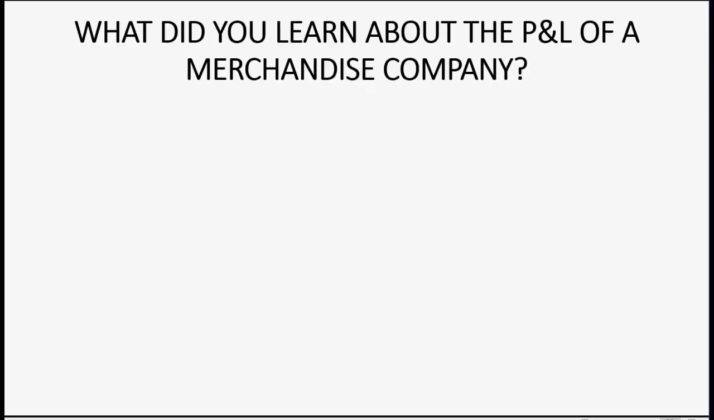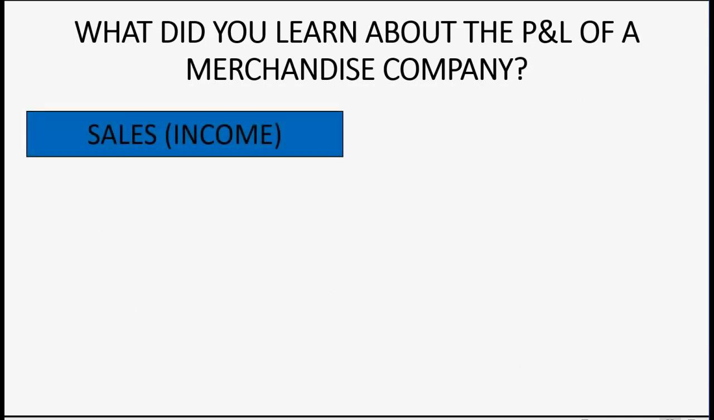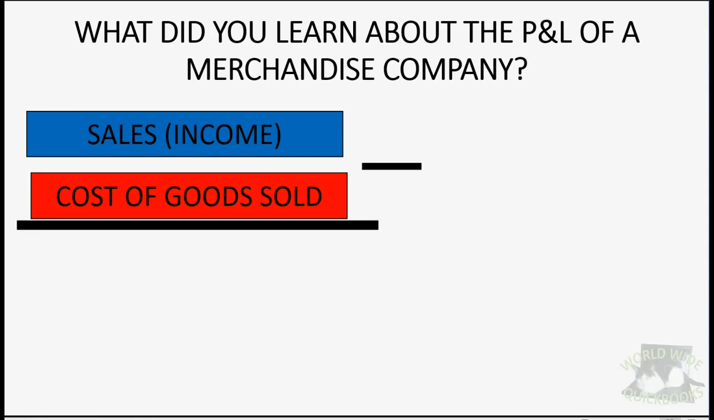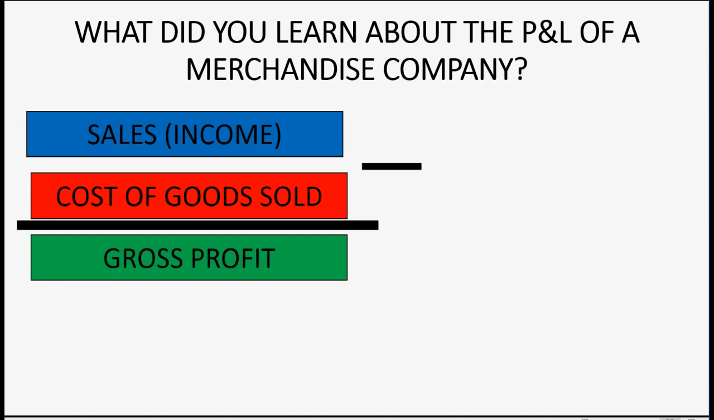So, what did we already learn about the profit and loss of a merchandise company? Well, we know that we first calculate how much money came in from the customers for the merchandise we gave them. And common sense says we then subtract what we paid for the merchandise that we gave the customer. And the amount that we paid for the merchandise we gave the customer is the cost of the goods that were sold. And if we subtract them out, then we get our real profit from buying and selling the merchandise.